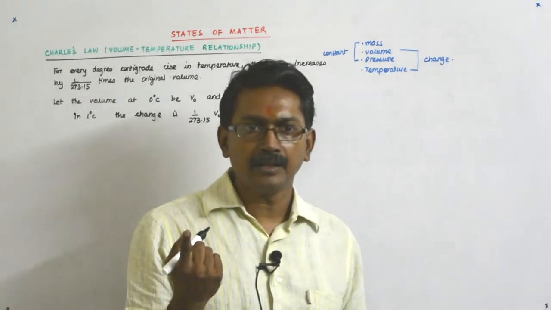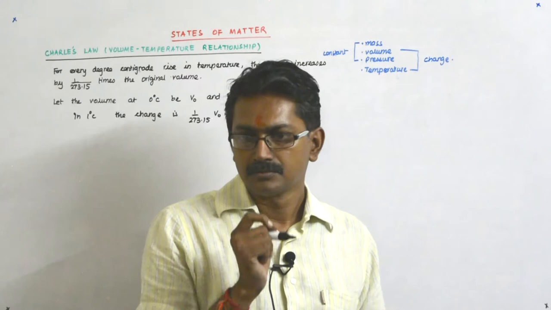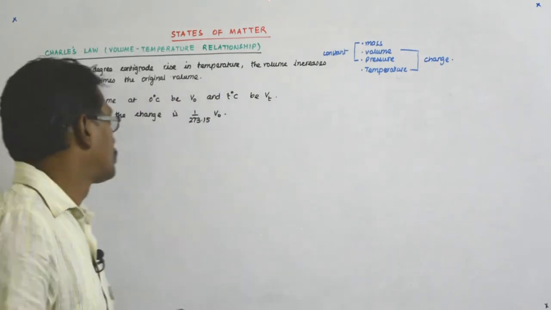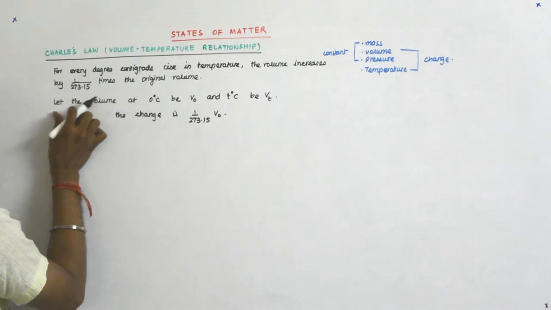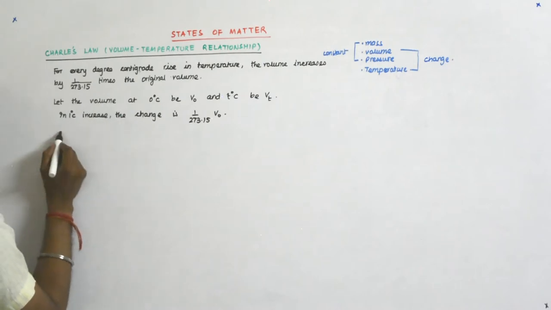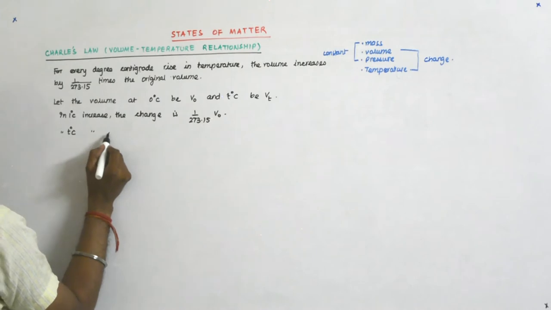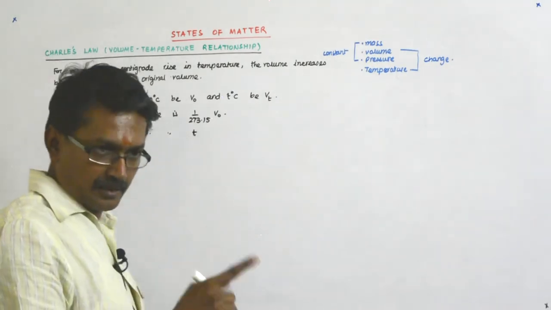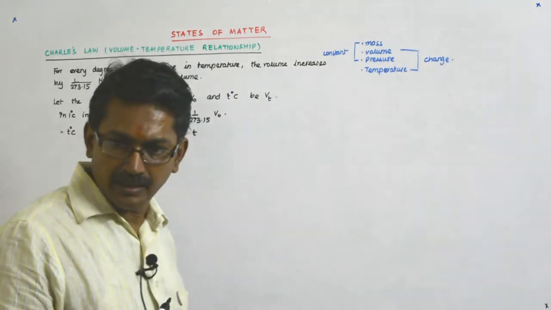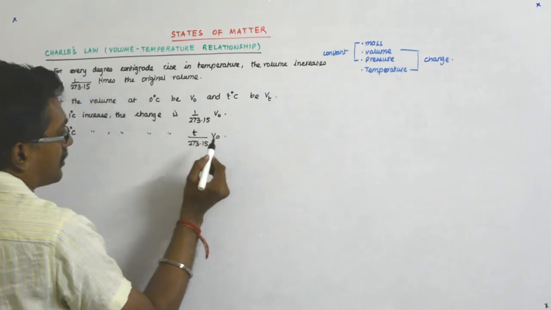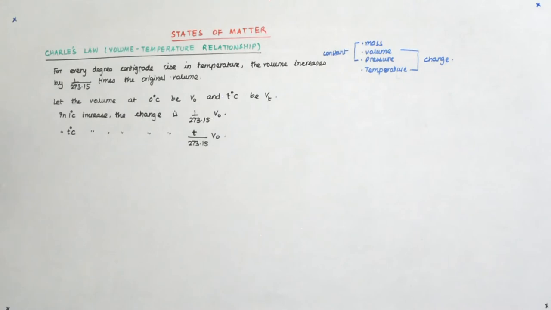So if I increase it by 1 degree, it becomes V naught plus 1 upon 273.15 into V naught, correct? So in T degree centigrade increase, the change is how much? T times that, no? 2 degree it will be twice that, 3 degree it will be thrice that. So for T degrees it will be T times that. So T upon 273.15 V naught. Okay. This is the change.